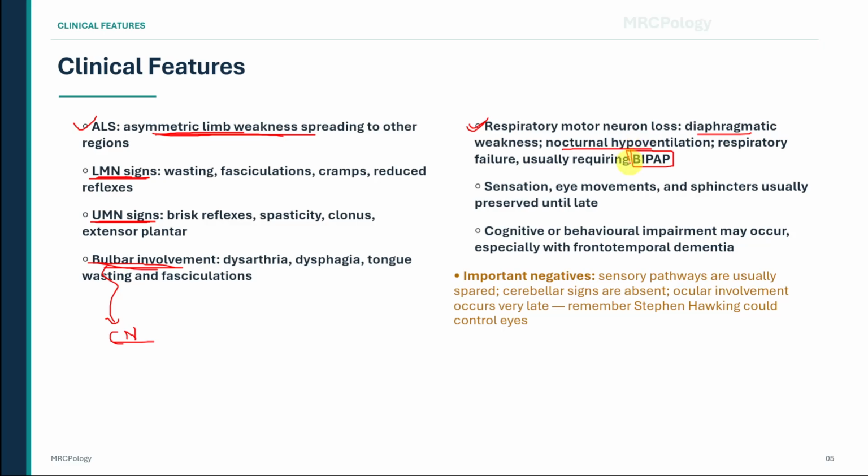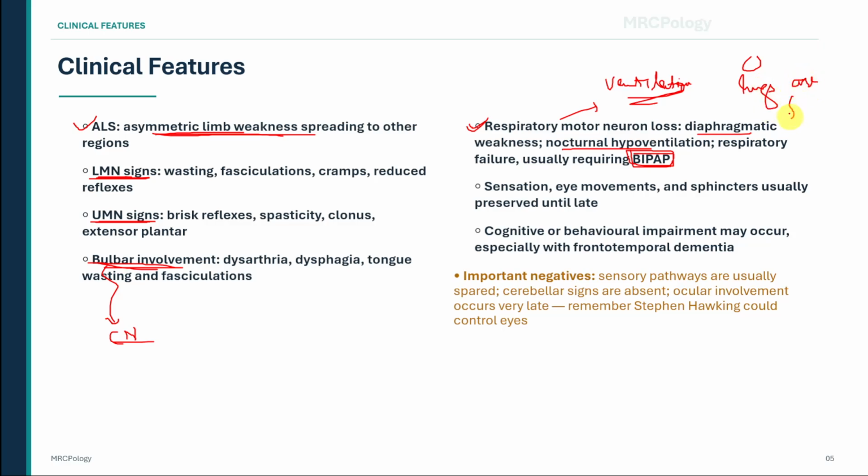MRCP trap: respiratory failure in motor neuron disease is primarily a ventilation problem. Oxygen alone may improve the oxygen saturation without correcting carbon dioxide retention. The patient requires ventilatory support. Sensation is usually preserved because sensory pathways are not primarily affected.